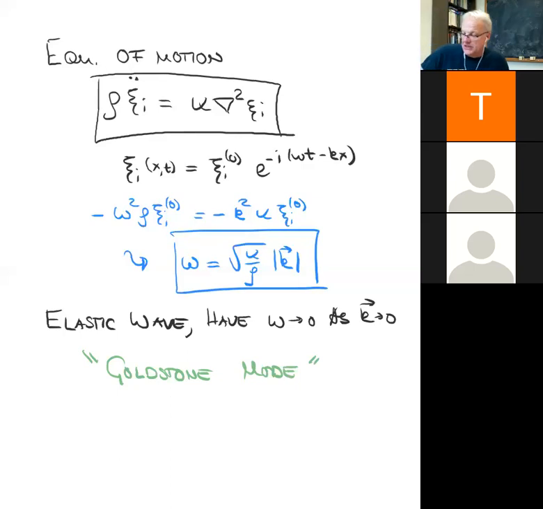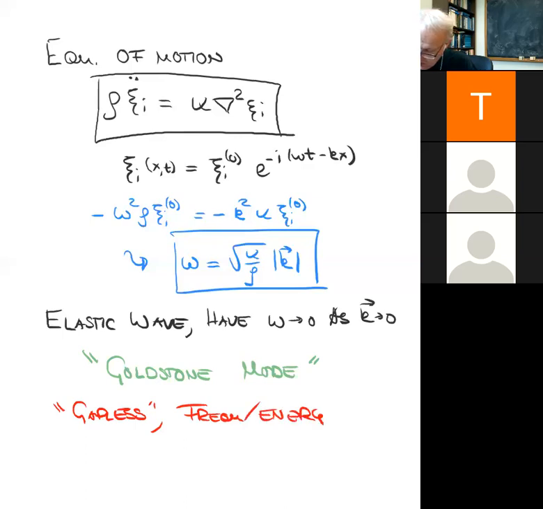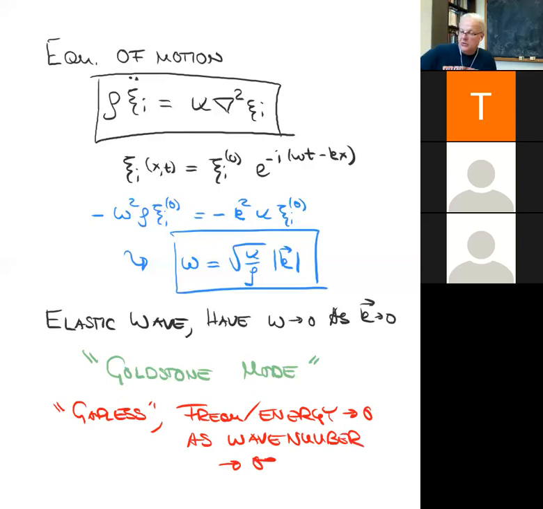So a Goldstone mode is just any mode where the frequency, or quantum mechanically, then the energy goes to 0 as the wave number goes to 0. So this is sometimes called gapless. Okay. And why is that important?